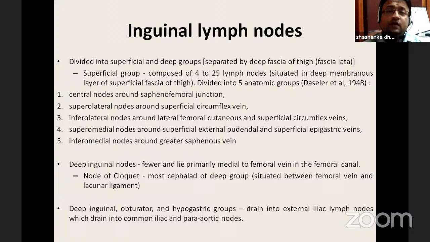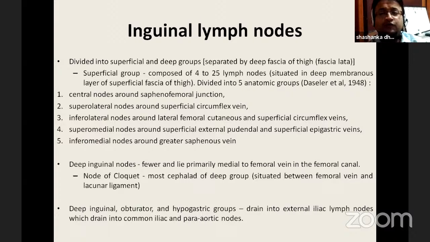So the inguinal lymph nodes are divided into superficial and deep groups based on their location in comparison to the deep fascia of the thigh. The deep fascia of the thigh is known as the fascia lata. So those which are above the fascia lata are called the superficial group, and those which are deep are known as the deep group. The superficial group consists of 4 to 25 lymph nodes. MCQ point again. They're situated in deep membranous layer of the superficial fascia of the thigh.